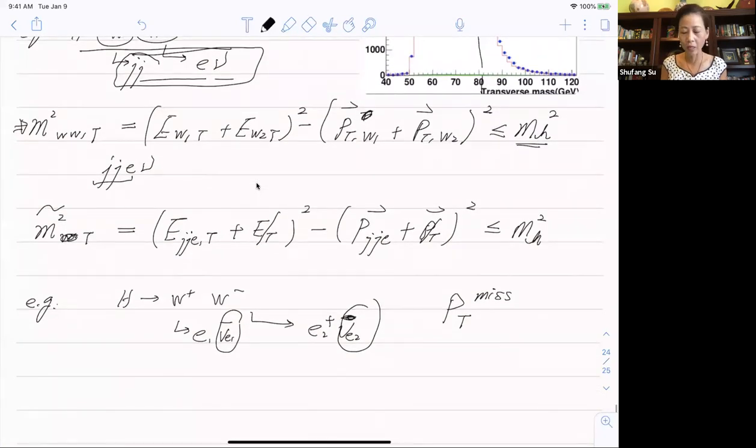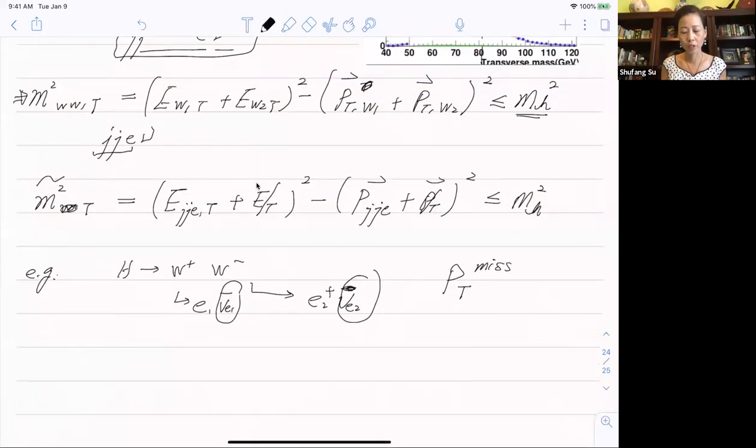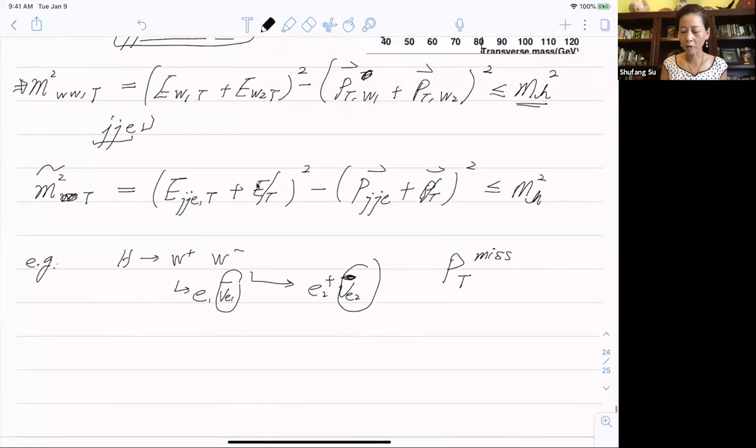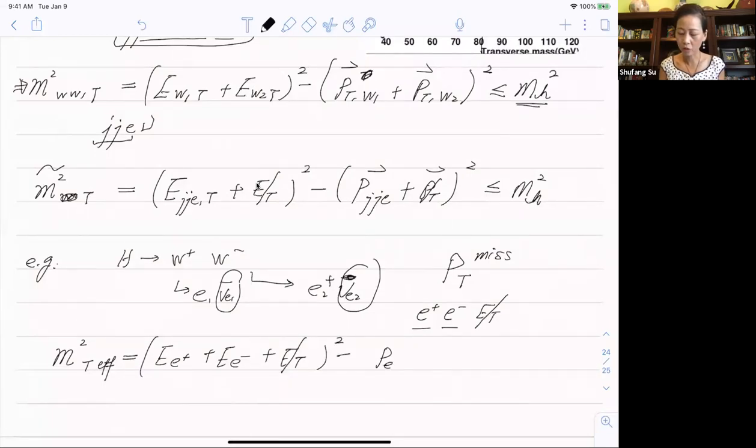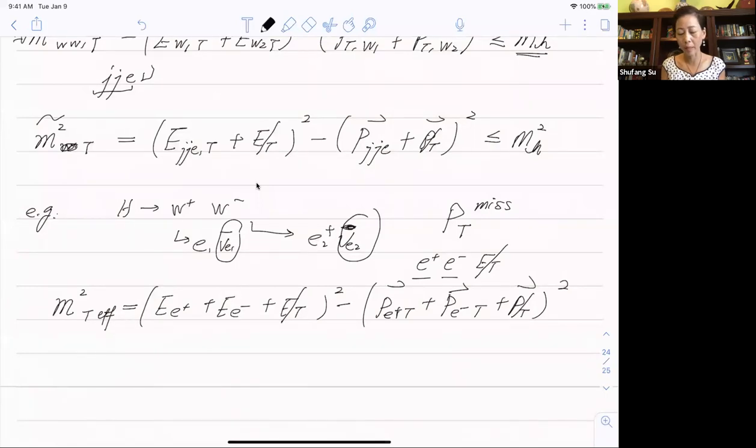So in this case, how are you going to define your transverse mass? That's a different question. The event I'm going to see is e plus, e minus, plus missing ET. So for example, one transverse mass definition I could come up with is to work them out separately: E of e plus, plus E of e minus, plus missing ET, squared, minus P of e1 transverse plus P of e minus transverse plus PT missing, squared. I can certainly define that. I just work things out separately, and that will be a natural way of defining it.